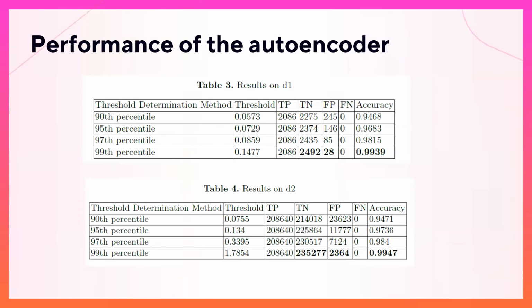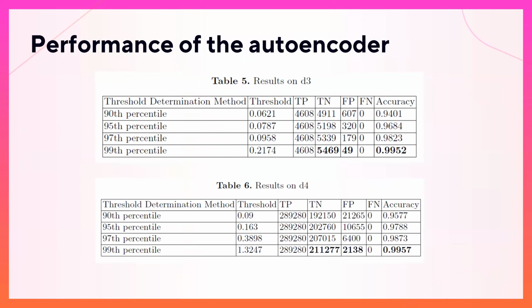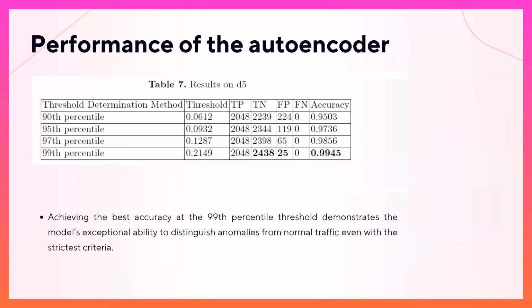And so we evaluated the optimized autoencoder on the 5 Zeek datasets. We recorded the results of the 4 different percentile-based threshold determination methods. The 99th percentile threshold yielded the best results, achieving 0 false negatives and minimizing false positives across all the datasets, as you can see in these tables. So achieving the best accuracy at the 99th percentile threshold highlights the exceptional robustness and precision of our optimized autoencoder.